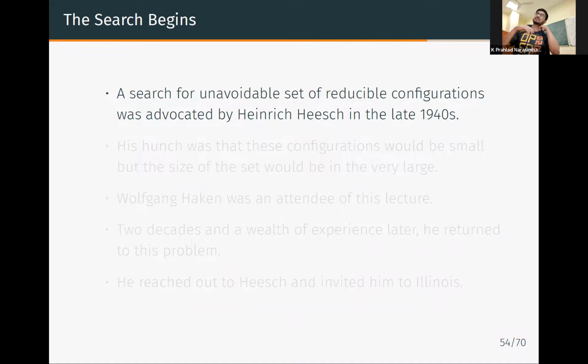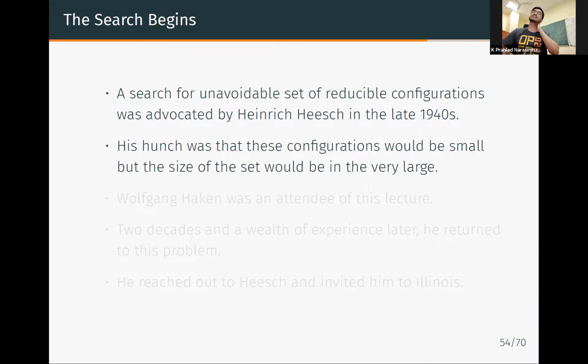So this search was first advocated by Heinrich Heesch, I think I'm saying the name right, in the 1940s. His hunch was that these configurations would be small. Even though the configurations would be small, the size of the set would be very large. And while he was giving this lecture, one of the attendees was Wolfgang Haken.